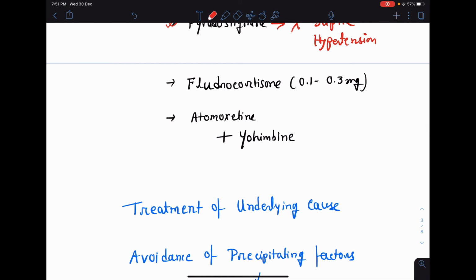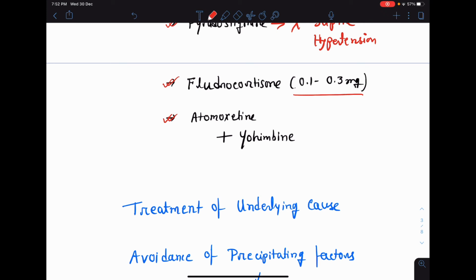Fludrocortisone is also one of the very important drugs which can be used to ameliorate the symptoms of orthostatic hypotension. The dosing can be 0.1 to 0.3 milligrams per day. There is one more combination drug, atomoxetine and yohimbine, which is not FDA approved, but can be used for the treatment of orthostatic hypotension.